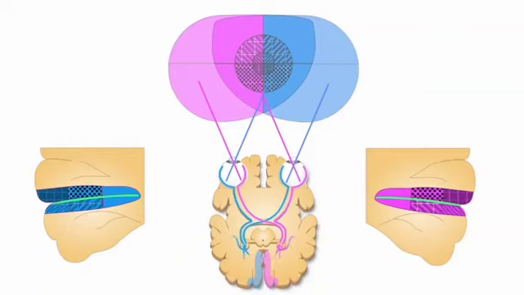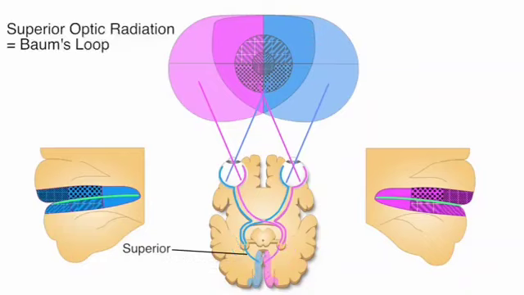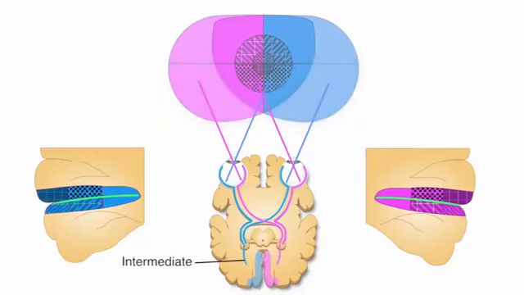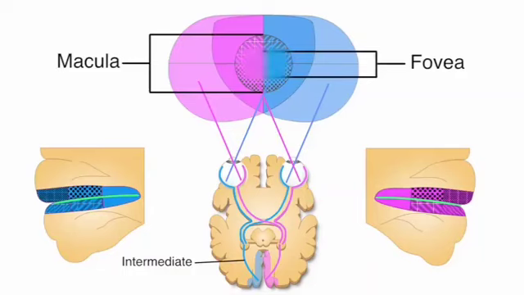The axons within the optic radiation follow the contour of the lateral wall of the lateral ventricle. They retain retinoptic organization, forming a superior, intermediate, and inferior division. The superior division, also known as Baum's loop, conveys information from the superior retinal quadrants, and therefore from the inferior visual field. The intermediate division relays information from the macular region of the visual field.